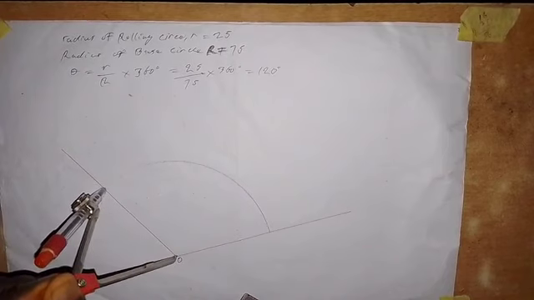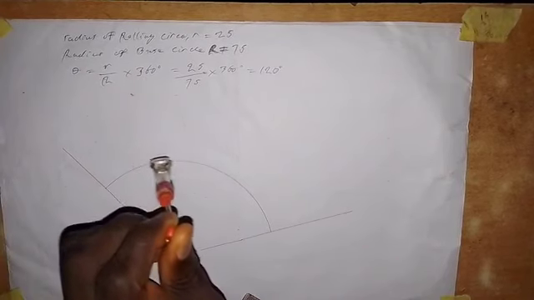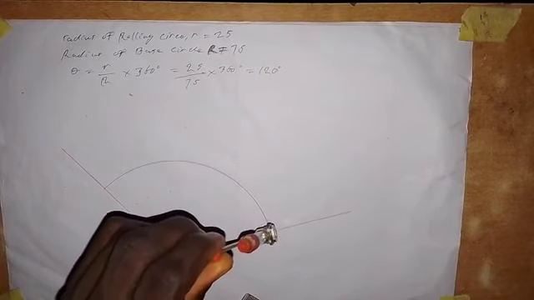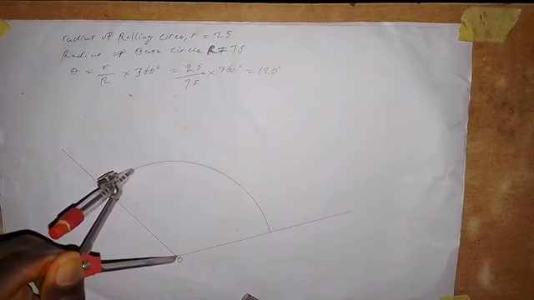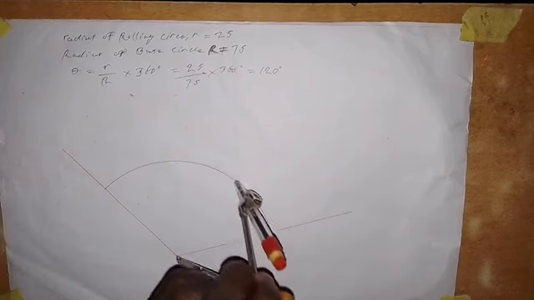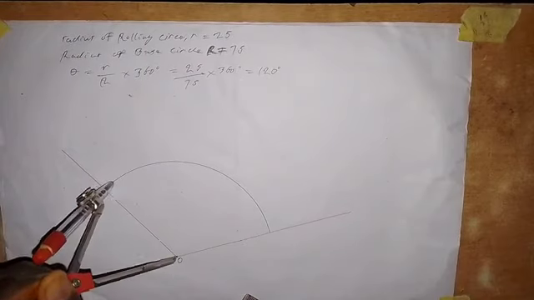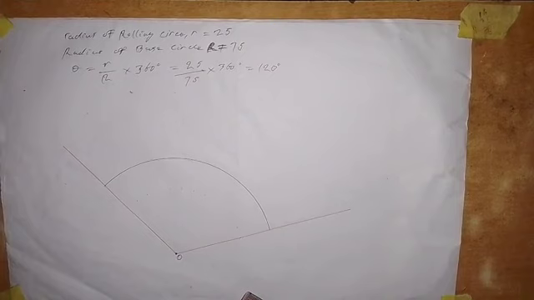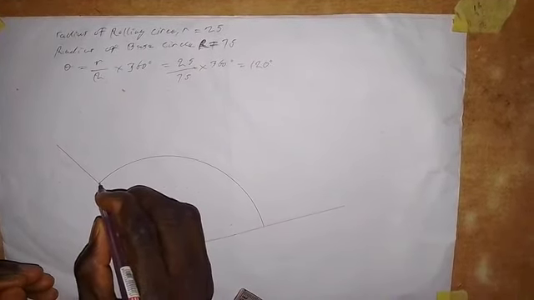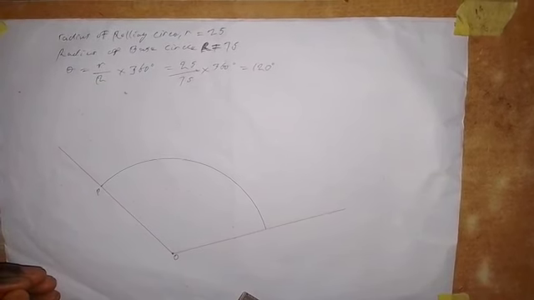This arc is the circumference of the base circle, and it's upon it that the rolling circle is to roll for us to generate a curve that is known as epicycloid. So this point here, we are going to call it point P.